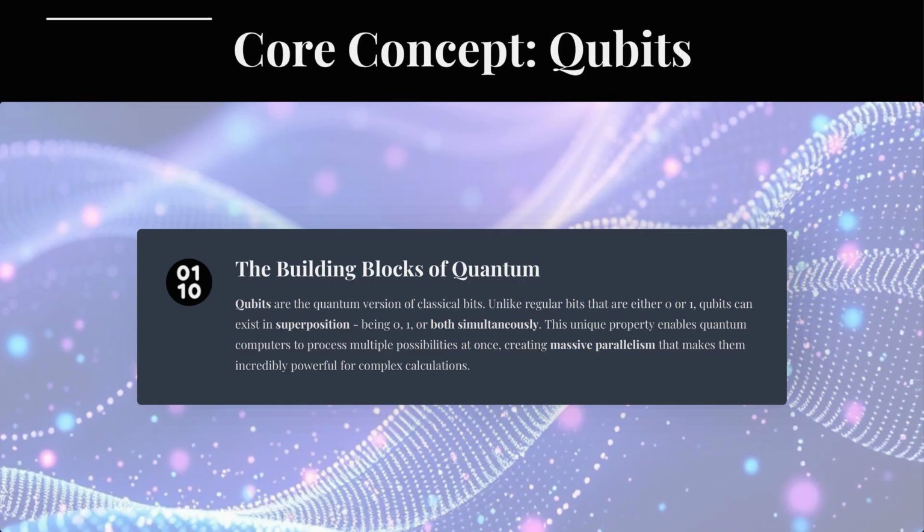Think of a qubit like a spinning coin. When a coin is spinning fast, you can't tell if it's heads or tails. It appears to be both at the same time. That's exactly how qubits work in superposition. While classical computer bits must be either 0 or 1, qubits can be in multiple states simultaneously, allowing quantum computers to explore many solutions at once instead of checking them one by one.